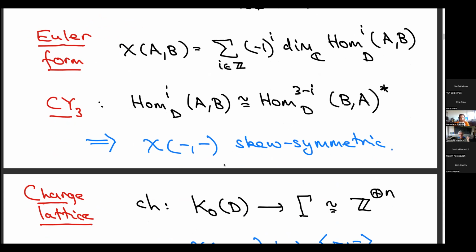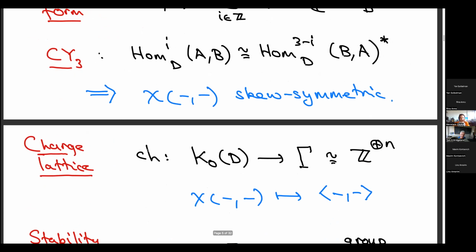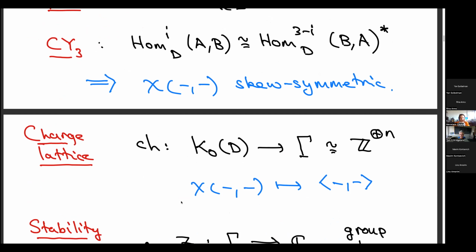And then one other piece of data it's convenient to fix is what physicists would call a charge lattice. So I take some Z to the n, some free abelian group, and I map my Grothendieck group to this group gamma. Okay, and I ask that this Euler form descends to a form down here.